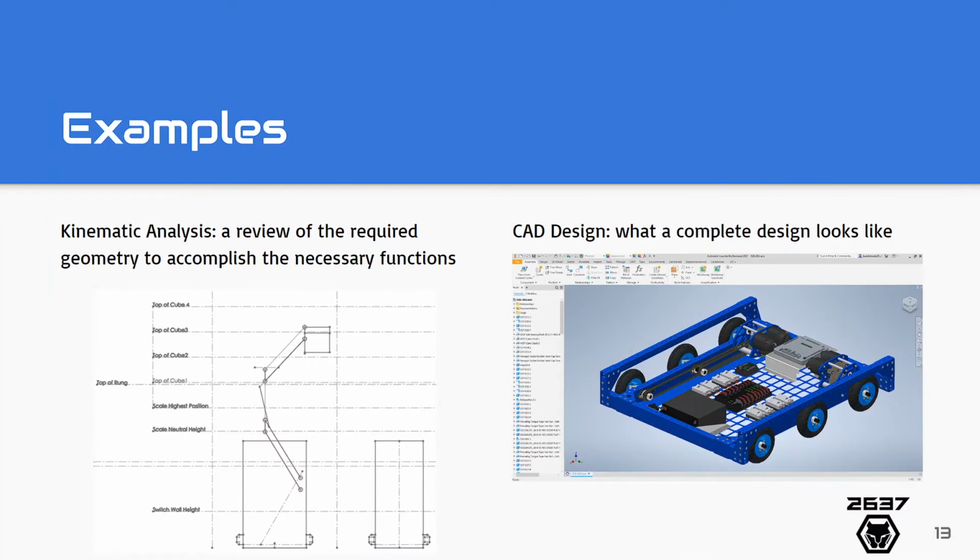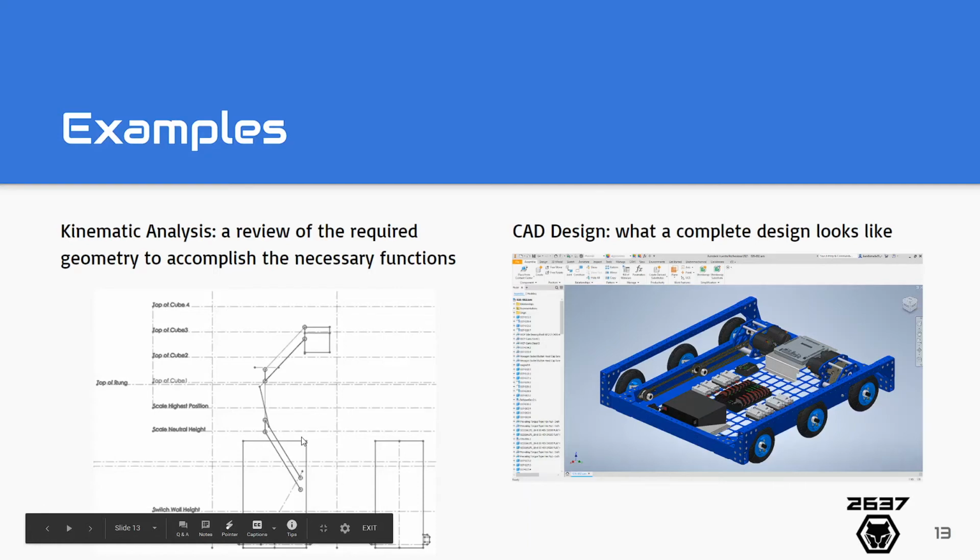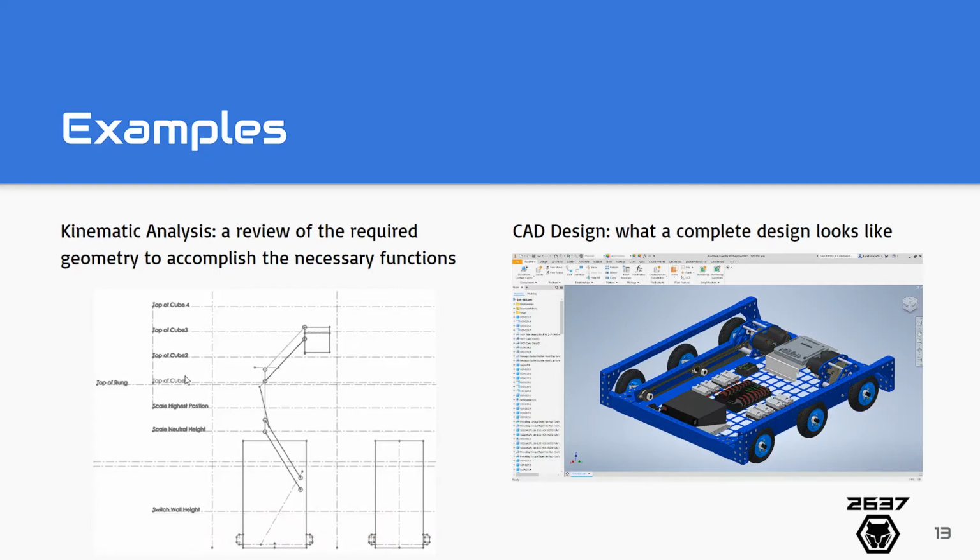Here we have a few examples of things we have during the design process. On the left, you can see this sketch, right? What is this sketch? This is a kinematic analysis. It's a review of the required geometry to accomplish the necessary functions. On this one, you can see that it was supposed to be a mechanism to lift this cube to certain heights.